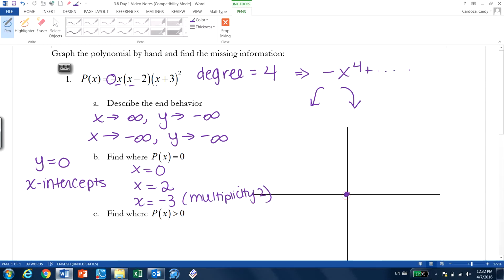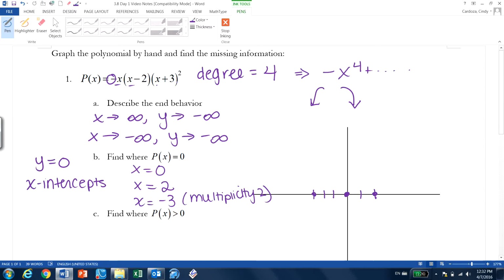Okay, so I'm going to sketch my graph. Here's 0, 2, negative 3. And I know that because this is 0, when I try to find the y-intercept, this is all going to 0 out because 0 times everything will just be 0. So that's all I have.